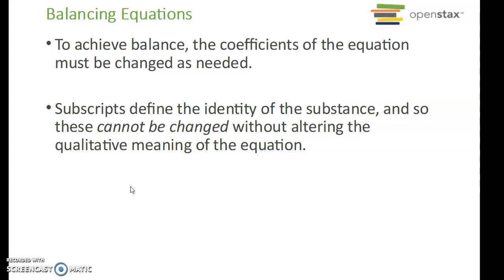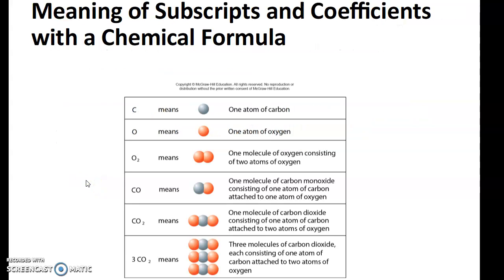So to achieve balance, the coefficients of the equation must be changed as needed. And as I said, subscripts identify the identity of a substance, so you cannot change them without altering the quantitative meaning of the equation. C, for example, means 1 carbon atom. O means 1 atom of oxygen. O2 means you have 1 molecule of oxygen consisting of 2 atoms of oxygen. CO means you have 1 molecule of carbon monoxide consisting of 1 atom of carbon attached to 1 atom of oxygen. CO2 is 1 carbon atom and 2 atoms of oxygen.